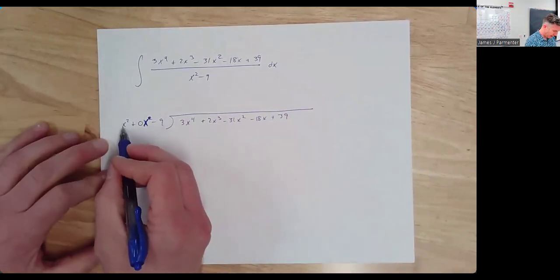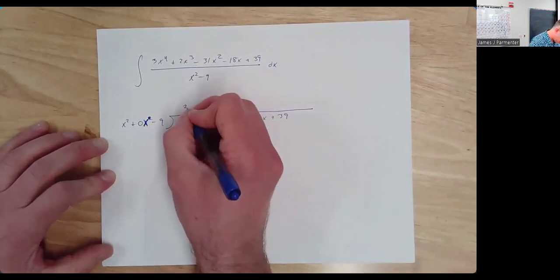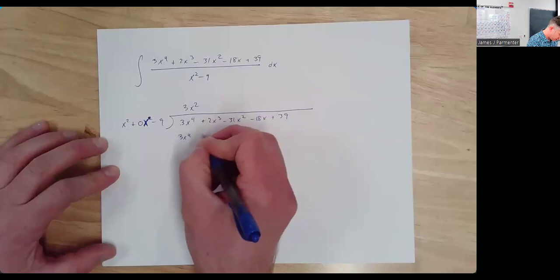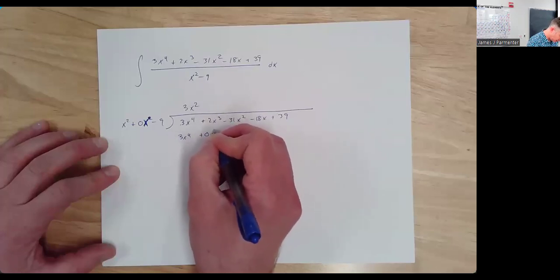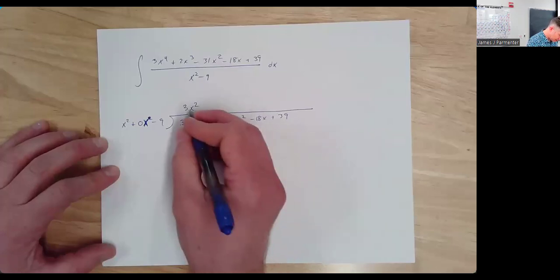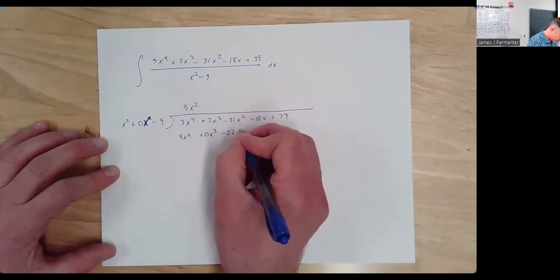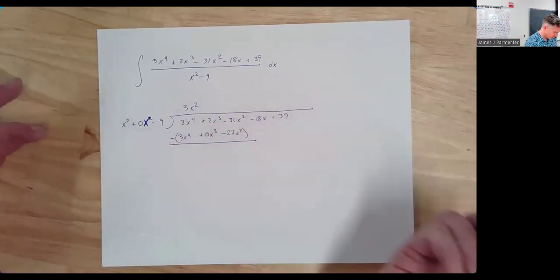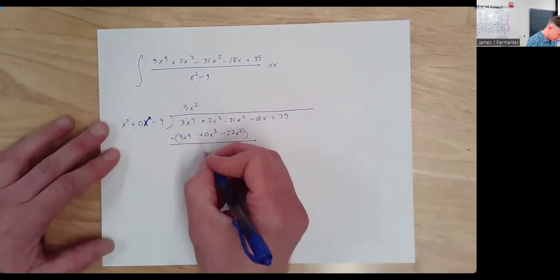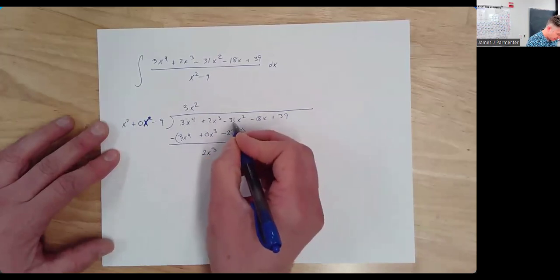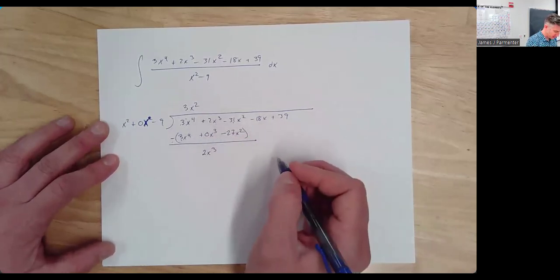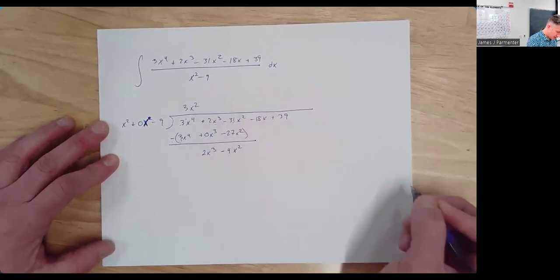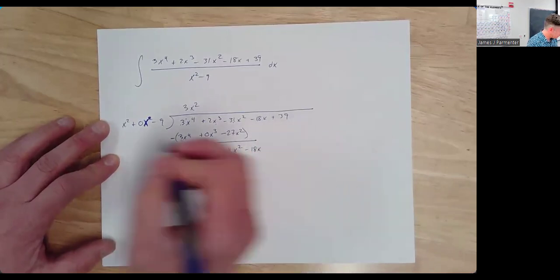So then what do you multiply by x squared to get 3x to the fourth? 3x squared. Multiply by all this, you get 3x to the fourth plus 0x cubed minus 27x squared. Subtract. 3x to the fourth minus 3x to the fourth is 0. 2x cubed minus 0x cubed is 2x cubed. And negative 31x squared minus negative 27x squared is negative 31 plus 27, which is negative 4x squared. Bring down the next term, repeat the process.